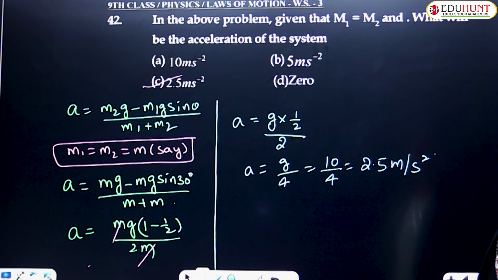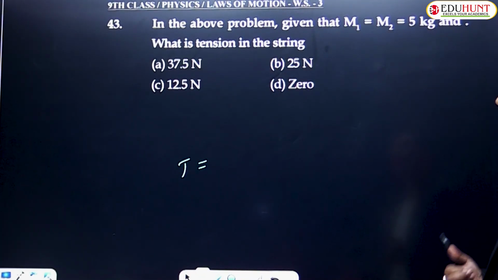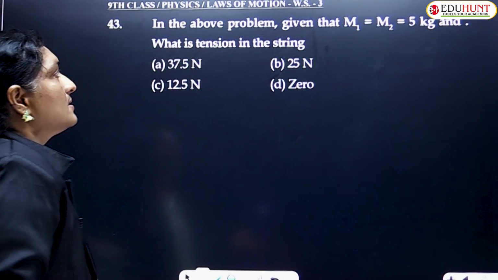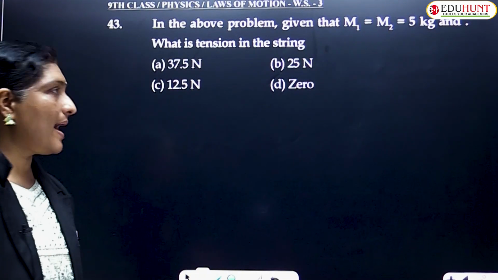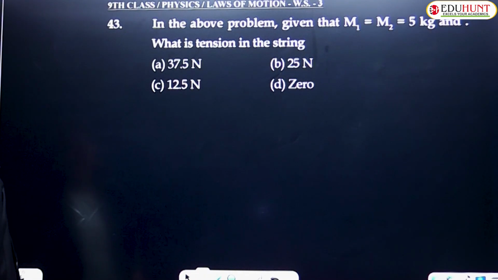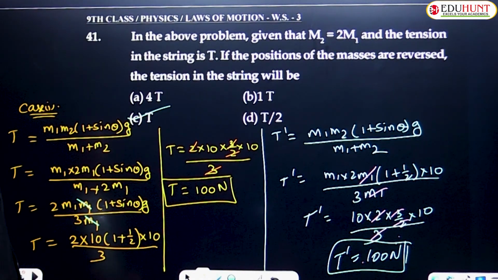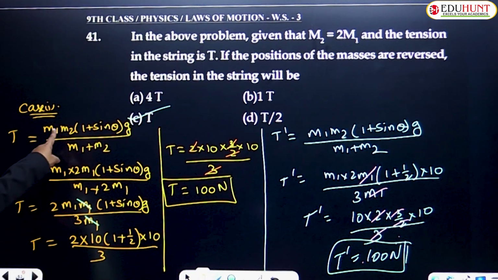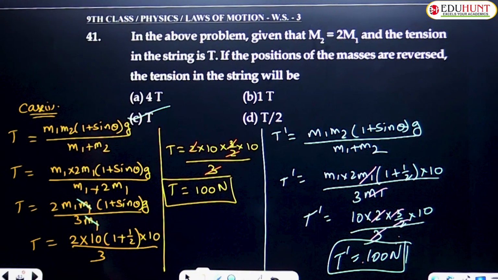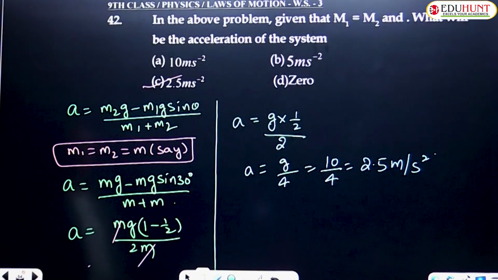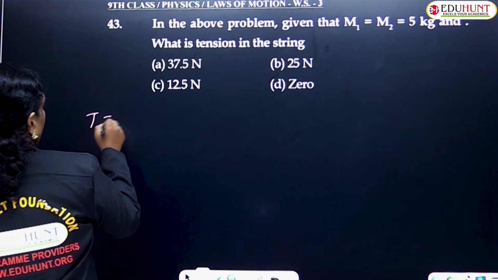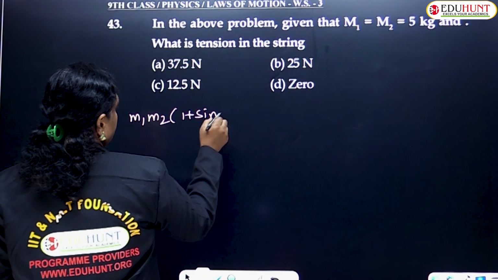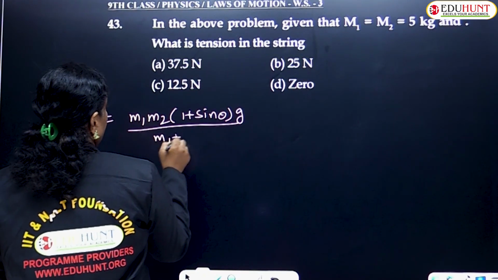That's it, children. Moving to the last numerical from this worksheet. In the above problem, given that m1 equals m2 equals 5 kg, what is the tension in the string? The problem is as it is given. But whatever the case may be, we know the formula for tension: T is equal to m1 m2 into 1 plus sine theta into g by m1 plus m2. What is the value of tension T, children? m1 m2 into 1 plus sine theta into g upon m1 plus m2. So substituting those values, let us try to find the tension.